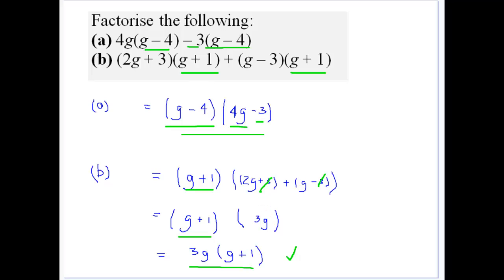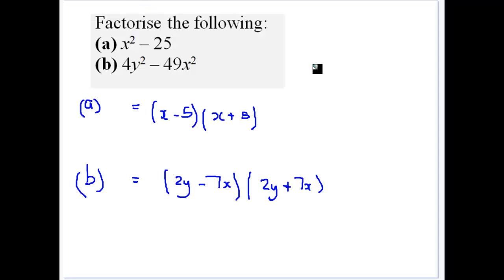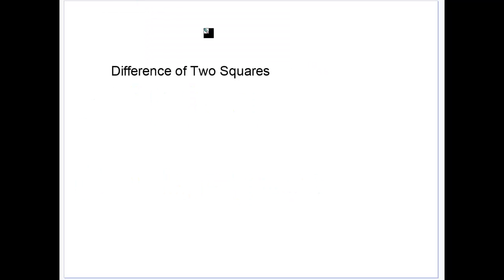Okay, so the next type of factor is one we wanted to concentrate on. It's called difference of two squares. Now, we've heard this before. If you remember from last year, we were looking at the situation where we've got a bracket with a plus b and another bracket with a minus b. And we saw that that was a squared minus b squared.